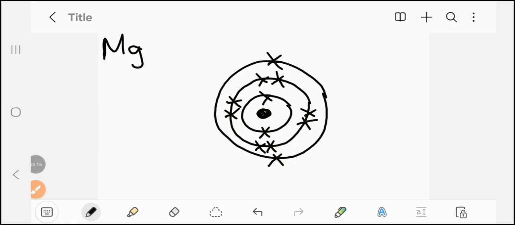So I'm going to ask you to try other examples. Try to draw aluminium, try to draw silicon, all those. Try to do one element from each and every group in the periodic table.